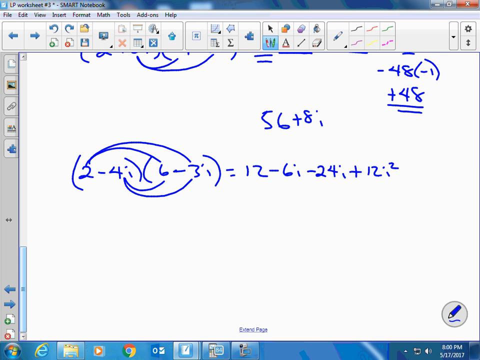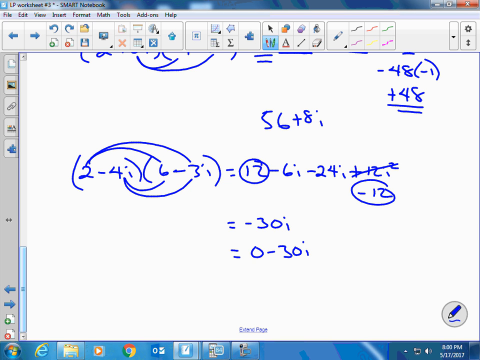Negative 4 times a negative 3 is a positive 12. i times i is i squared. i squared is a negative 1, so this becomes a negative 12. Combining like terms, I have positive 12 minus 12 is 0. No real part. Minus 30i. My answer, negative 30i. You could technically write 0 minus 30i.